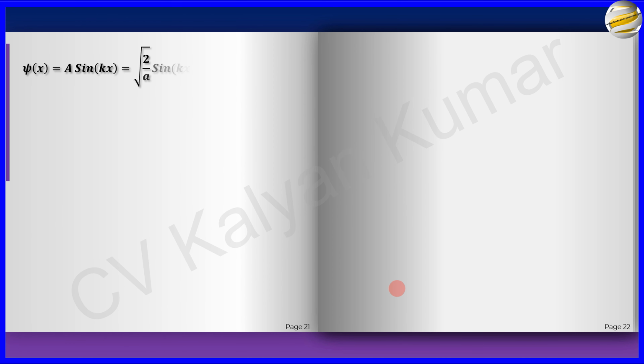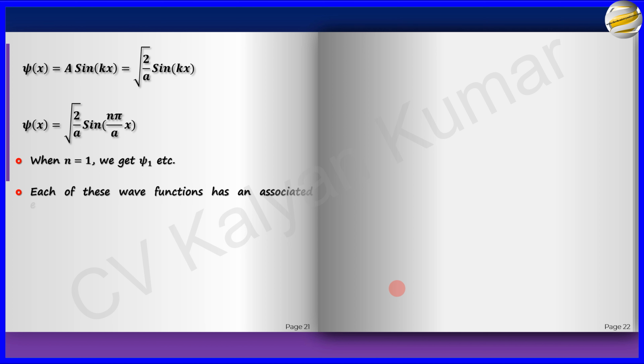So what is my wave function now? It is a sine kx. A is root of 2 by a sine kx. And if I substitute the value of k, n pi by a x. Now, when n equal to 1, we get psi 1. Each of these wave functions has an associated energy called eigenenergies.